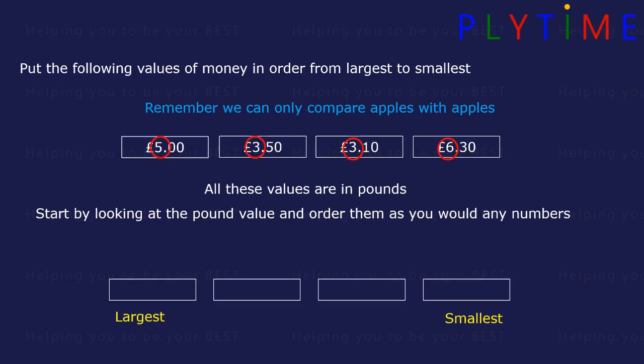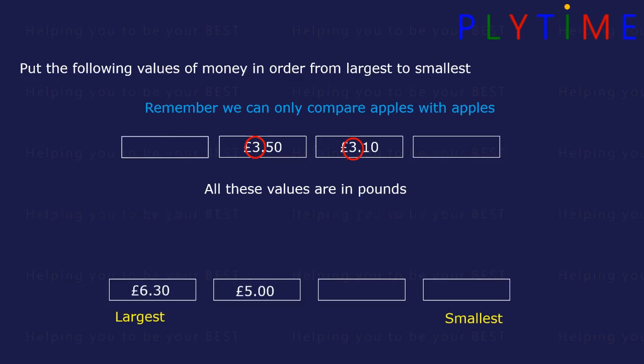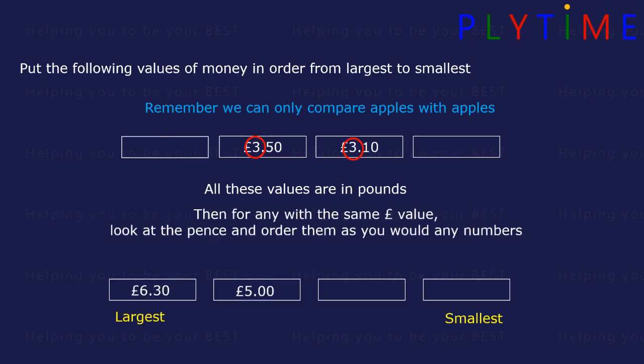The largest pound value is the £6.30, then the 5. Now we have two with the same pound value, so we need to look at the pence and order those as we would for any numbers, 50 and 10. The next largest is 50 and finally the smallest is £3.10.